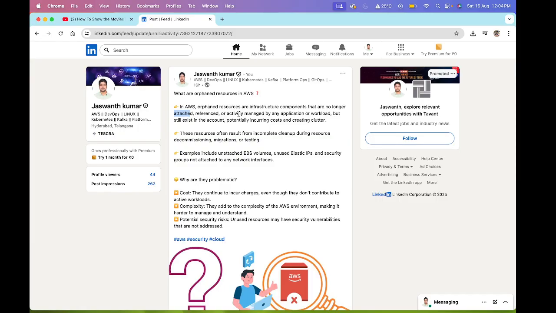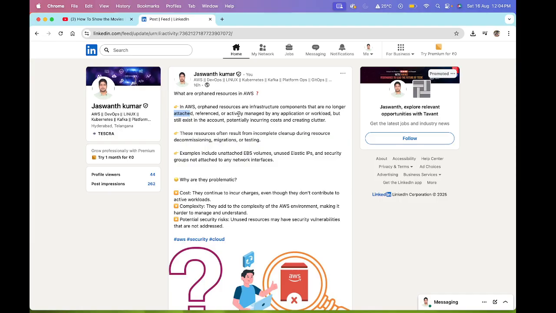These resources often result from incomplete cleanup during resource decommissioning, migrations, or testing. That's what I explained, right? Suppose you created an EKS cluster for testing or for any other reason, and you deleted the cluster using the console or the CLI. But sometimes the underlying application load balancers or security groups might not be deleted properly, which causes additional cost for us.